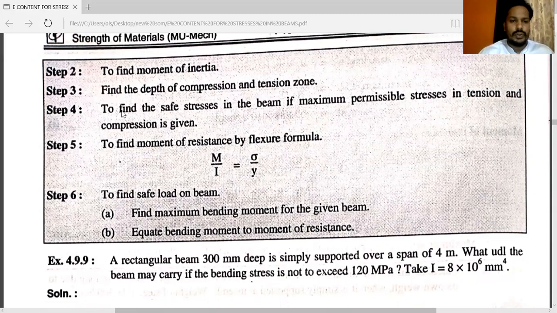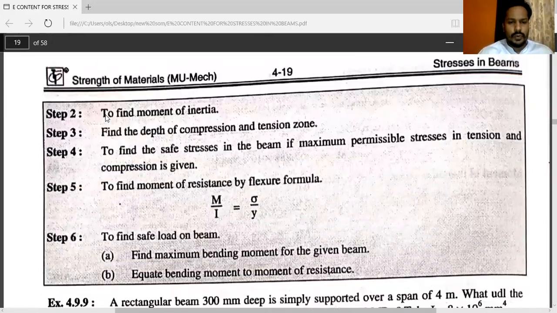In step 4, find safe stresses in the beam if maximum permissible stresses in tension and compression are given. Then in step 5, find out the moment of resistance by the flexural formula, using M by I is equal to sigma upon y. Then in step 6, to find safe load on the beam, find maximum bending moment for the given beam, then equate bending moment to the moment of resistance. These are the steps for this problem.